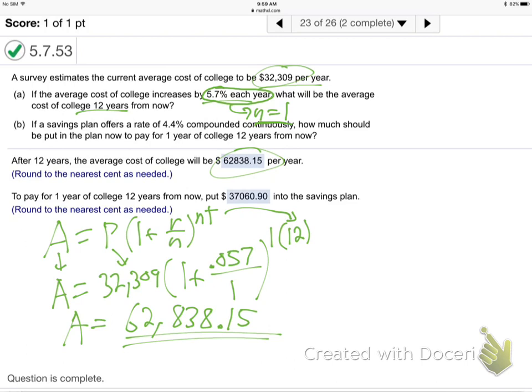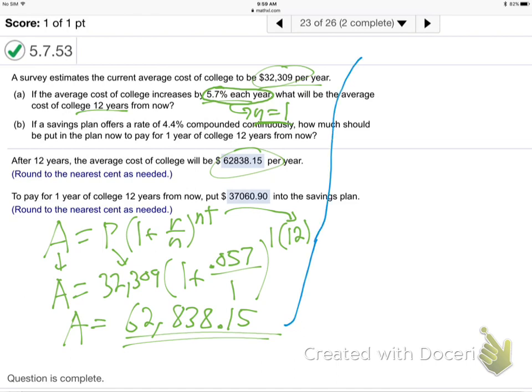Yep. So there we go. And now the second part, savings plan. Let's do the second part. If a savings plan offers a rate of 4.4% compounded continuously, how much should be put in the plan now to pay for 1 year of college 12 years from now? So what are they talking about? Let me show you that second part and we'll be done with this section.